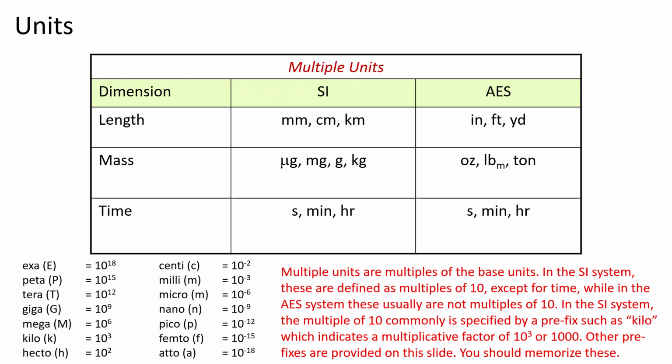In the SI system, the multiple of 10 commonly is specified by a prefix, such as kilo, which indicates a multiplicative factor of 10 to the power 3 or 1,000. Other prefixes are provided on the slide. You should memorize these.